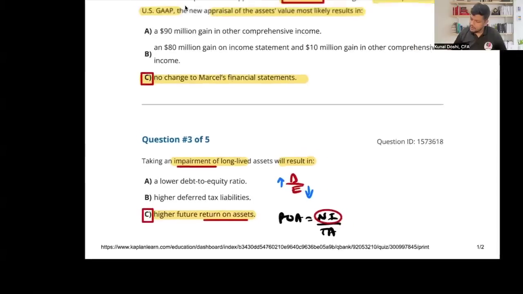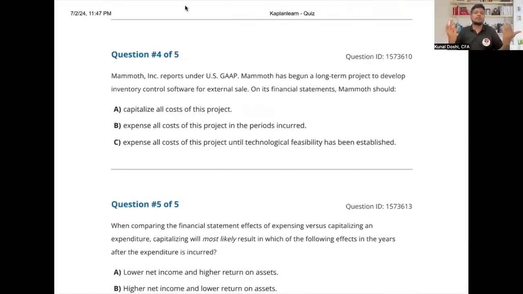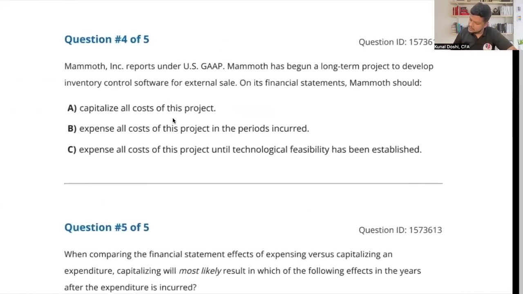Understood? I'll repeat. Because when you impair, the asset value goes down. So the depreciation next year will also be low. Correct? Depreciation less means more profits. Everyone with me? Clear? Next.